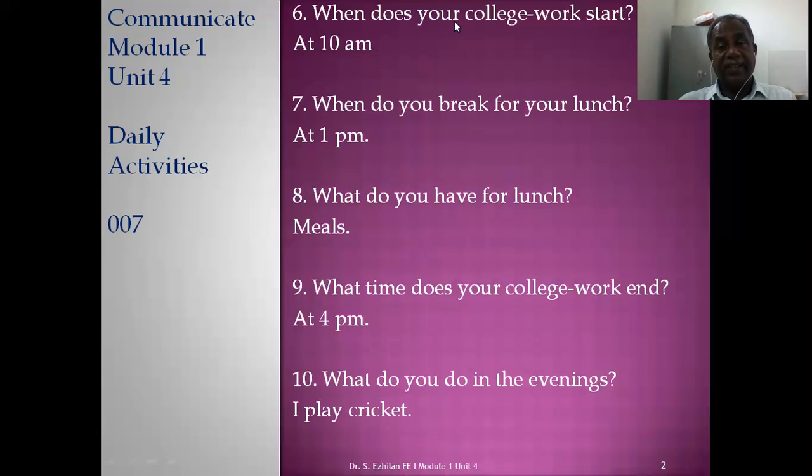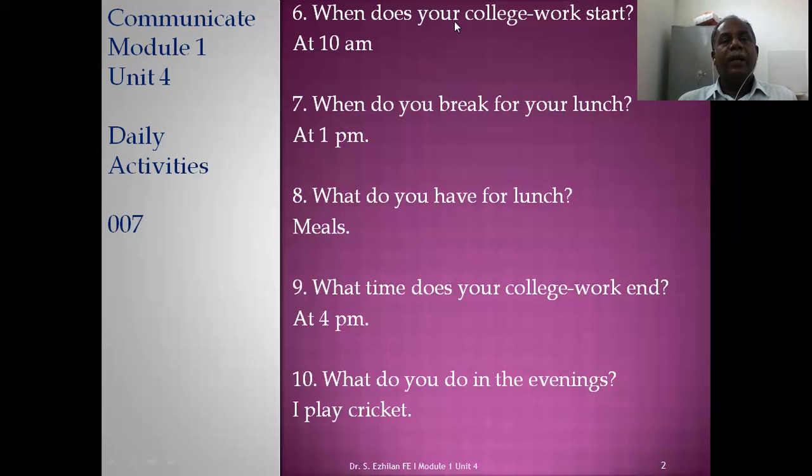Kho kho, girls can say kho kho. I practice yoga. I go for a walk. I help. I water the garden. Whatever you do, you can respond here.